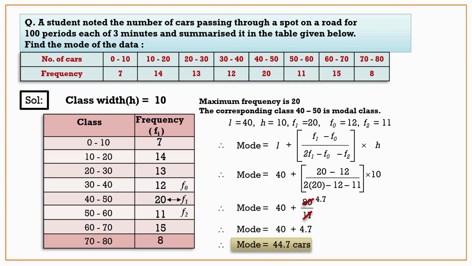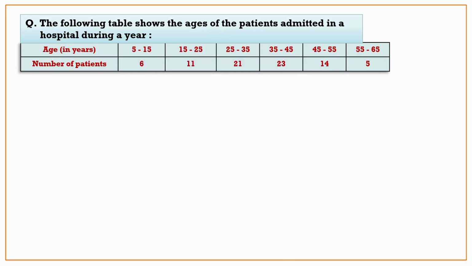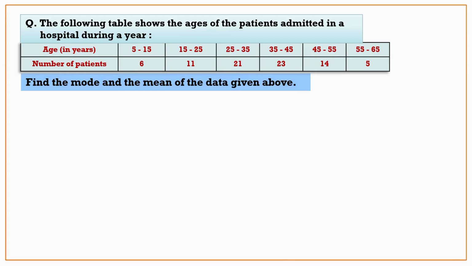Okay. Now let's take a look at the next problem. The following table shows the ages of the patients admitted in a hospital during a year. So the age in years is given, that is the class interval, and the number of patients will be the frequency. Find the mode and the mean of the given data. So in this case, we need to find the mode as well as the mean.